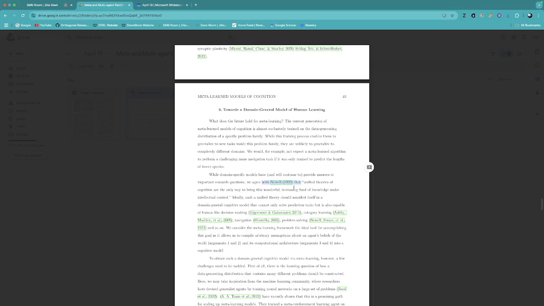So we agree with Newell that unified theories of cognition are the only way to bring this wonderful, increasing fund of knowledge under intellectual control. Ideally, such a unified theory should manifest itself in a domain-general cognitive model that can not only solve prediction tasks, but is also capable of human-like decision-making, category learning, navigation, problem-solving, and so on. We consider the meta-learning framework the ideal tool for accomplishing this goal, as it allows us to compile arbitrary assumptions about an agent's beliefs of the world and its computational architecture, and combine both of those into a cognitive model.